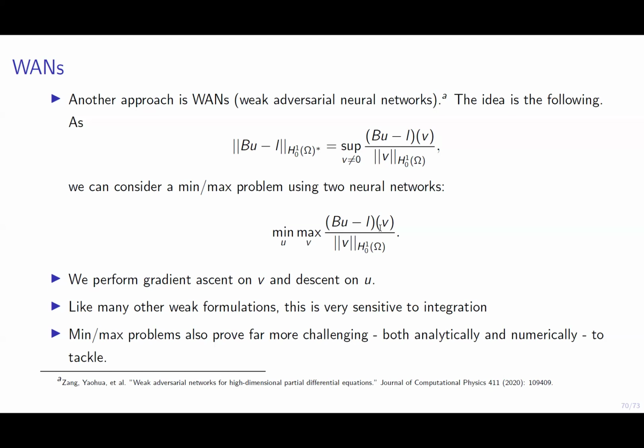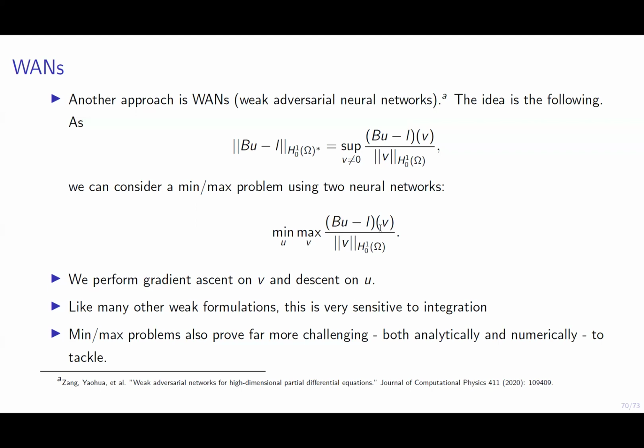So the idea of Wang's weakly adversarial neural networks is that now, instead of just training one neural network to be our solution, we train two neural networks. We have this optimal test function, optimal in the sense that it solves this maximization problem. And then we do a min-max over these two networks, the test function and the trial function. So again, this can be done in principle using gradient descent on our U and gradient ascent on V.